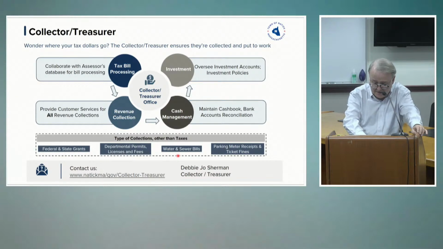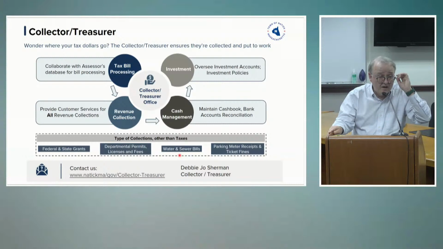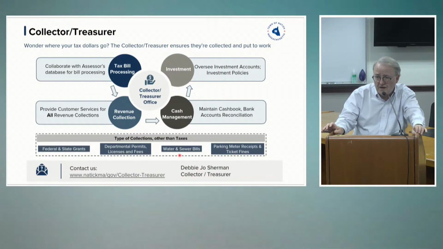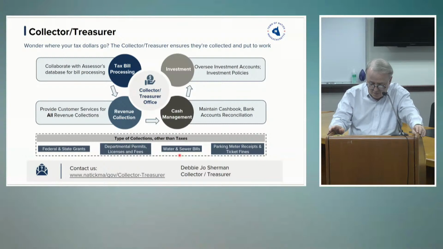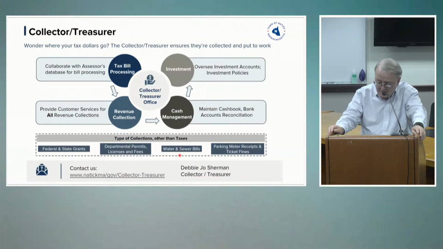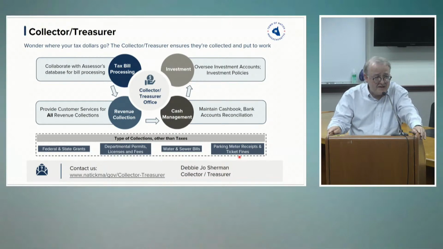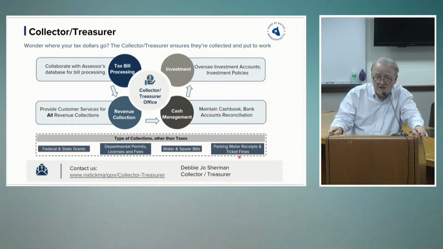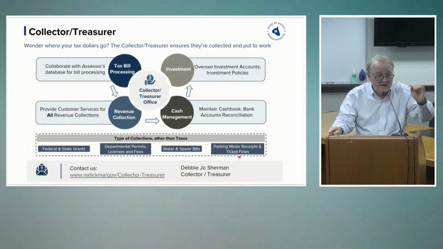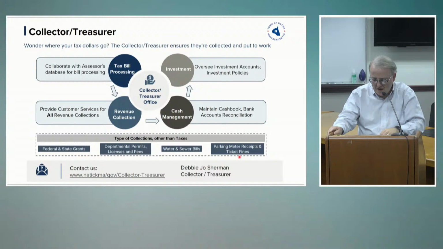They also handle the water and sewer bills for the town. There are actually 2 individuals in the office who are part of the water and sewer enterprise fund because they spend pretty much all their time working on the water and sewer bills. And then finally, the parking meter receipts and ticketing fines. If you get a parking ticket in the town of Natick, you do need to pay that at the collector treasurer's office. Also, the collector treasurer is the parking clerk. So if you don't like that fine, she's the one who has the hearing with regards to your need to pay that.